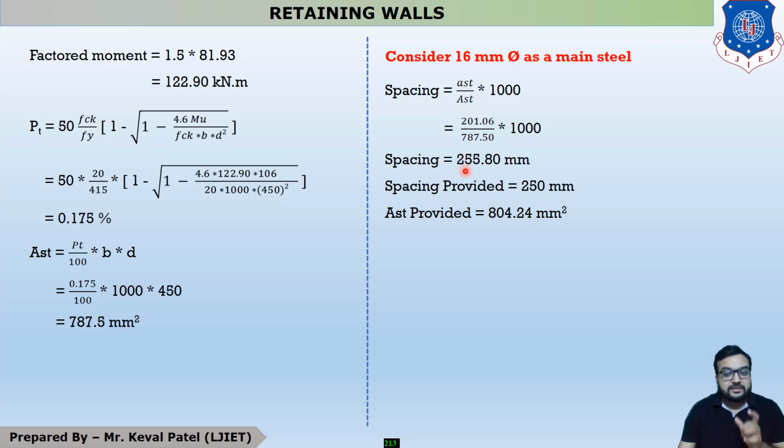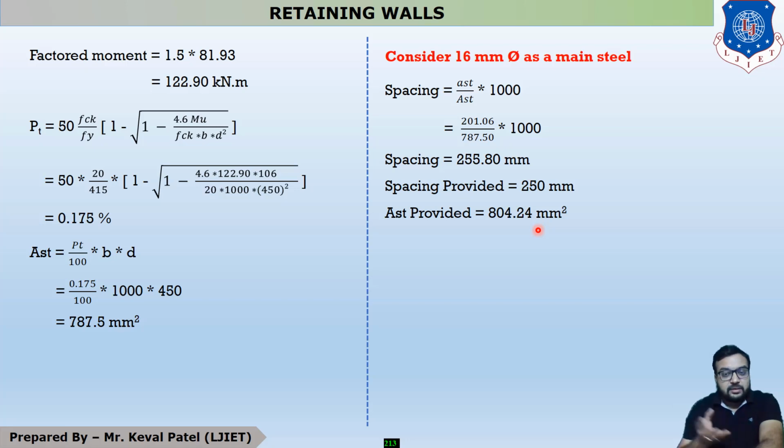After putting all these values, we will get our answer. Spacing requirement is equal to 255.80 mm. Now we have to provide closer spacing. So our spacing provided is equal to 250 mm, which is less than the spacing requirement. After putting our spacing provided, we will get AST provided, which is equal to 804.24 mm square. So this is the calculation of main steel.